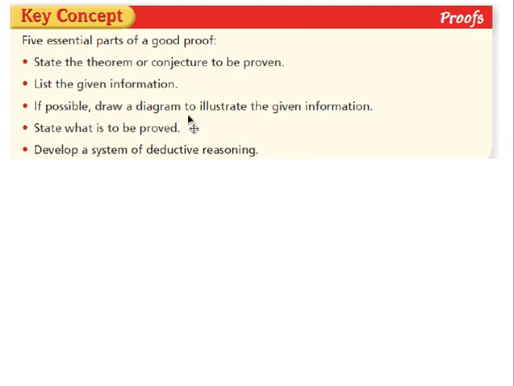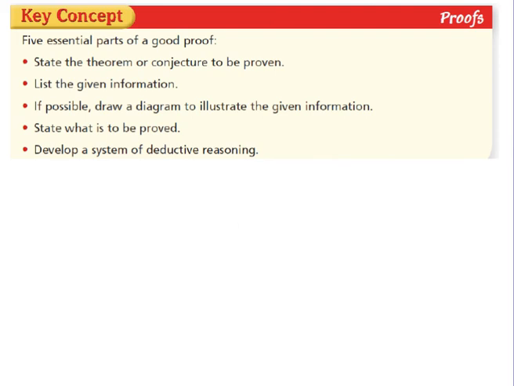If possible, draw a diagram to illustrate the given information. To me, the diagram is like the model. In other words, if they don't give you a picture, draw one, because that helps you. State what is to be proved or proven, and develop a system of deductive reasoning. Deductive reasoning is basically deducing, or in other words, based on the information you're given, what can you come up with from it?